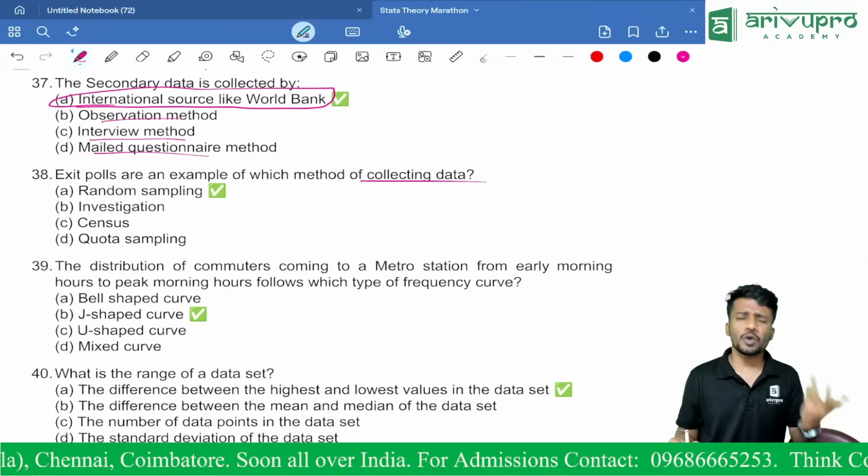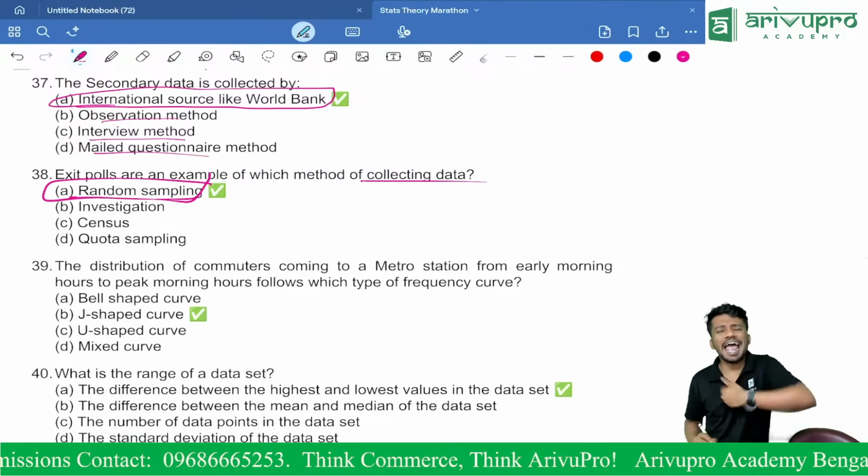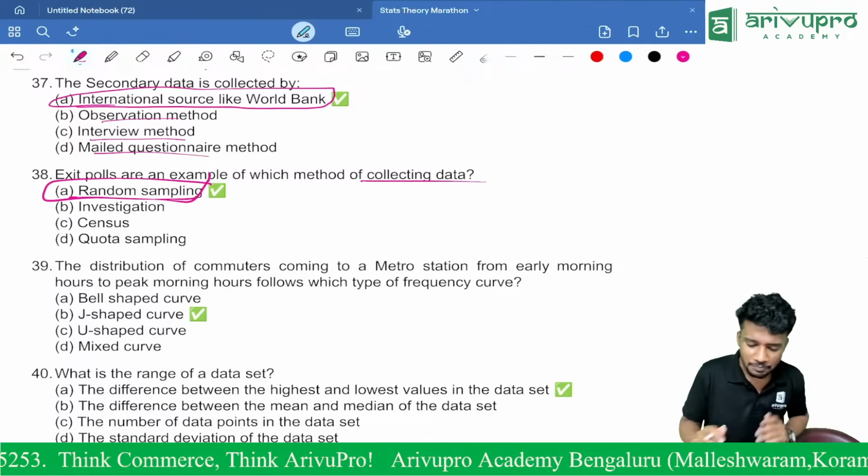Then exit polls are a sample of which method of collecting data? Sorry, exit poll is what type of sampling is the basic question. Answer is random sampling. Randomly they are going to people and they are asking questions.